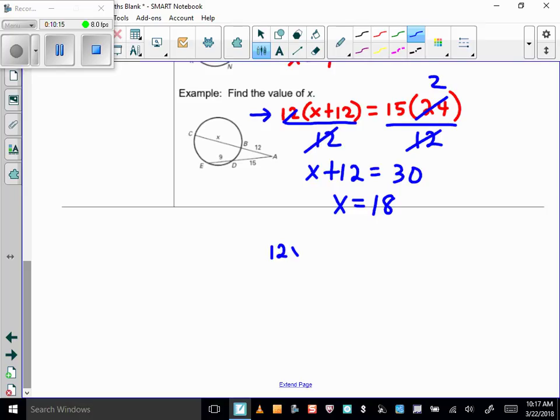If you go ahead and say 12x plus 144 equals 15 times 24, I don't even know what that is. Let's see. 15 times 24, 0, 2, 6, 0, 3, 360.